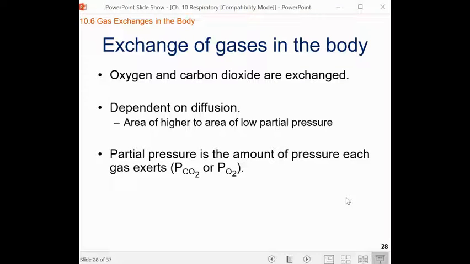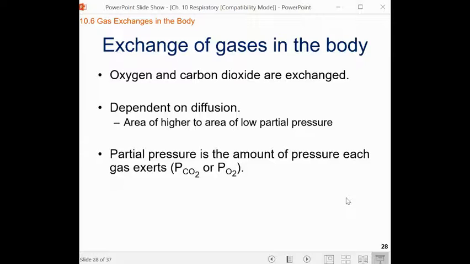In this last section of notes, we're going to be looking at gas exchanges in the body and some disorders of the respiratory system. So let's start just by understanding how exchange of gases occurs. The primary function of the respiratory system is to get oxygen into the body and get the carbon dioxide waste from cellular respiration outside of the body.